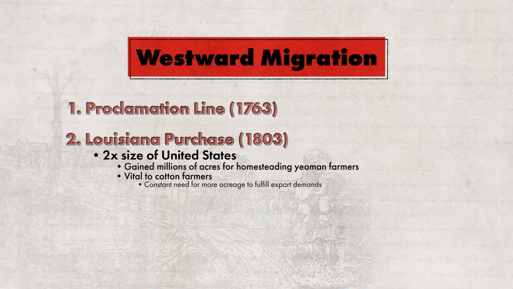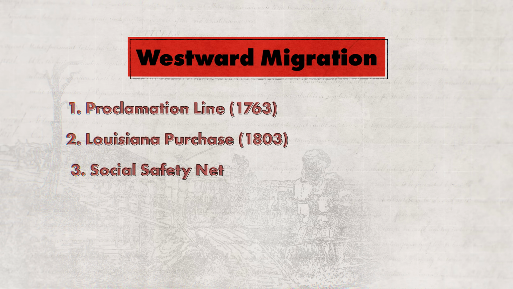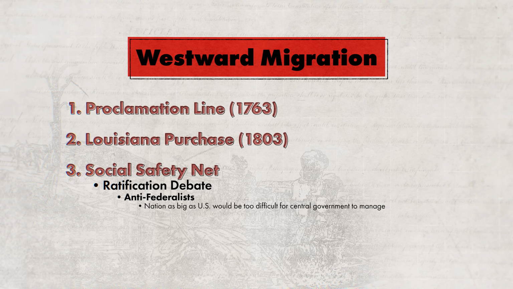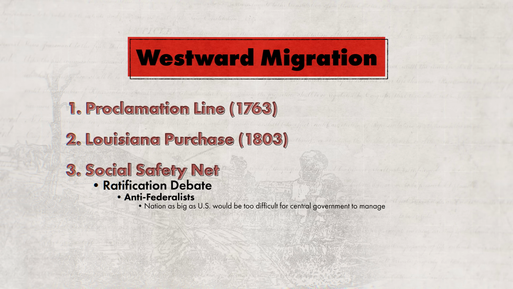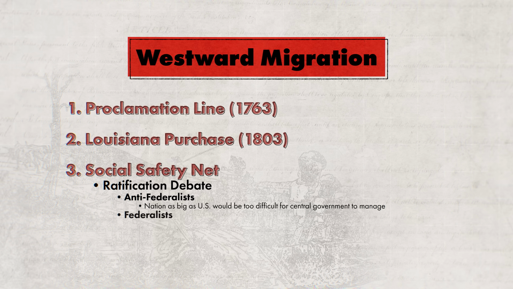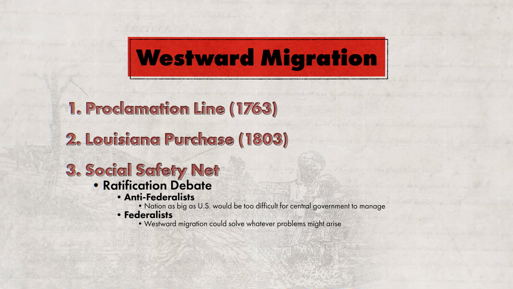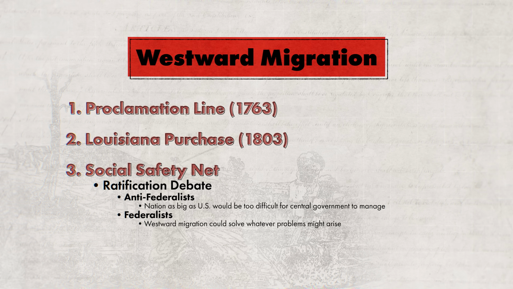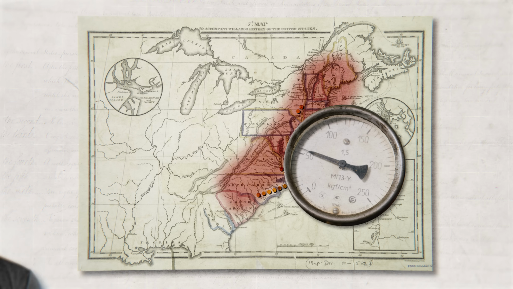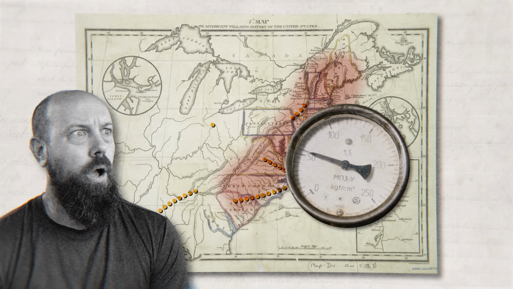Okay, of equal importance, the West served as a kind of social safety net as well. Now, remember all the way back to the debates over the ratification of the Constitution? Yeah, one of the biggest gripes of the anti-federalists was that a nation as big as the United States, both in population and landmass, would be too unwieldy for a central government to effectively manage. But Federalists argued back that whatever problems sprang up in the most populated places, they would always have a ready solution, namely westward migration. It was seen as a kind of pressure release valve for the tensions that built up in the most populated areas of the country.